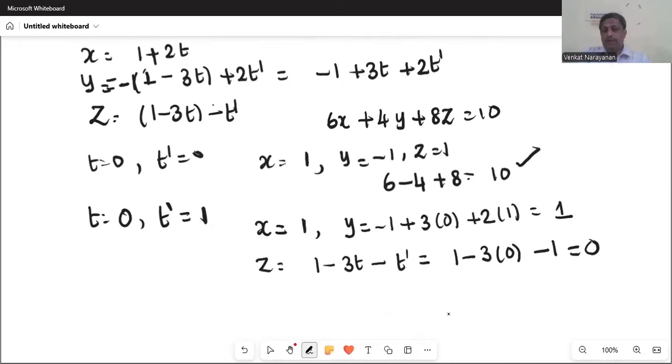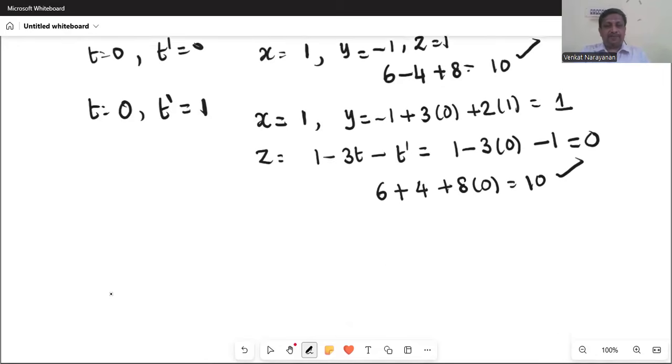We can check the answer. The answer becomes 6 plus 4 plus 8 times 0 equal to 10. So it's satisfied. From that, we can understand that the equations x equal to 1 plus 2t, y equal to minus 1 minus 3t plus 2t dash, and z equal to 1 minus 3t minus t dash satisfy the problem 6x plus 4y plus 8z equal to 10.